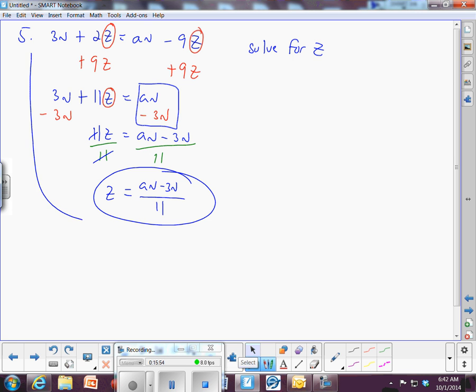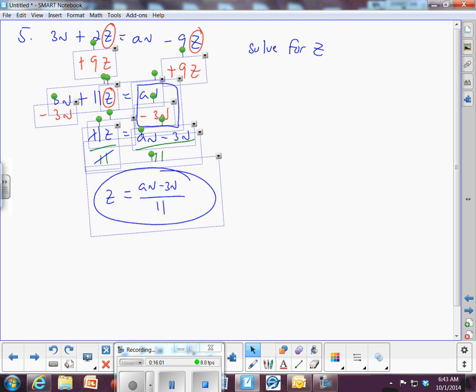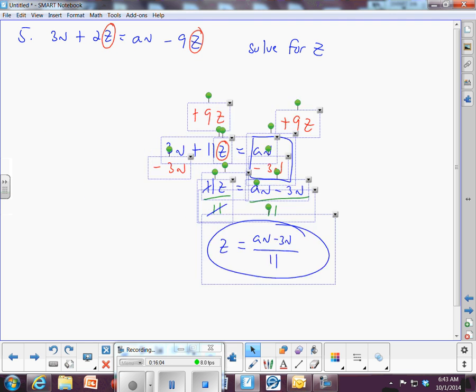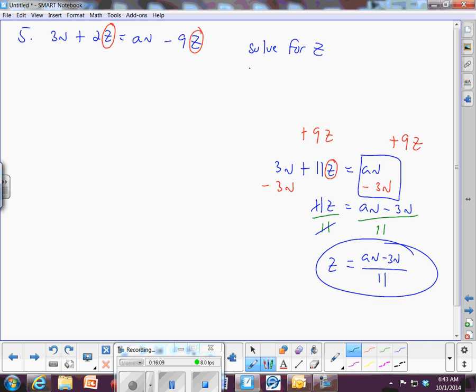Let's take that same problem. Let's take the same problem. I'm going to do this one in black. And let's solve for n. Solve for n. Okay, so now we're here. 3n plus 2z equals an minus 9z. Now we want to solve for n.